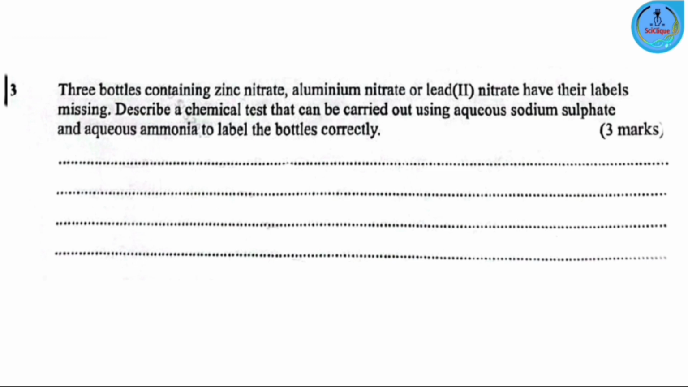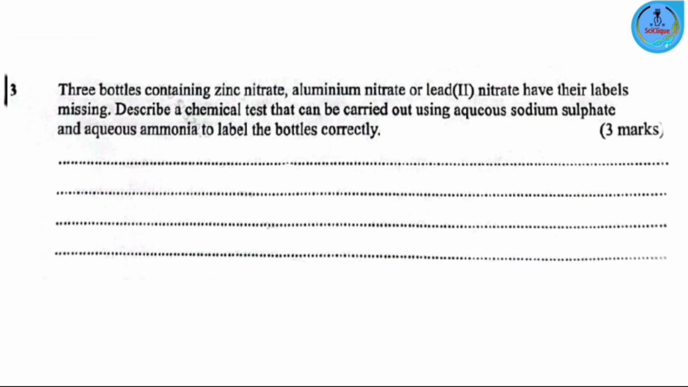This is simply sodium sulfate solution. What about aqueous ammonia? This is simply ammonium hydroxide. Now, ammonium hydroxide is used to test for the presence of ZAP, okay? I'm talking about zinc, aluminium, and lead-2 ions. So we use these to identify the ZAP ions. So how are we going to start with this process?